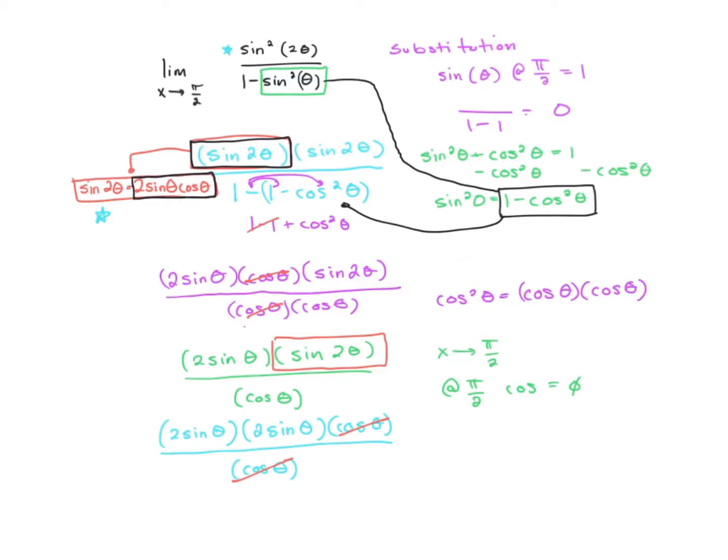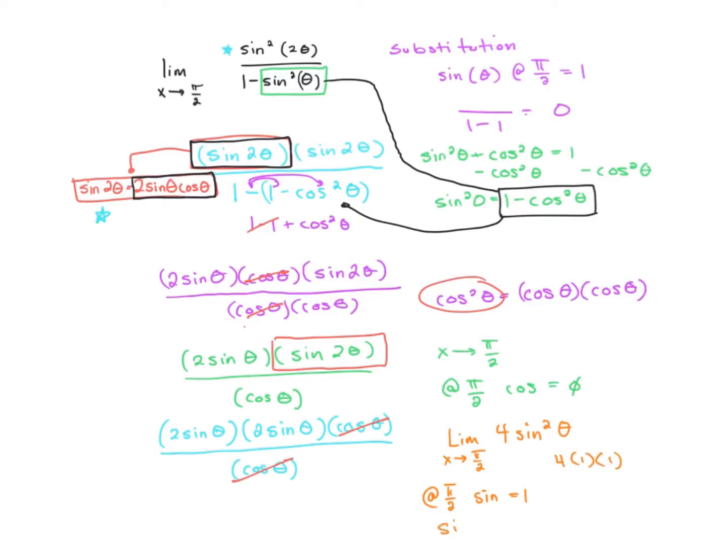So basically it allows me to factor out a cosine squared theta. Now what I'm left with is, if I were to multiply these two together, let me switch the color up here, a limit of 4 sine squared theta. And at pi over 2, sine is equal to 1. So essentially what I'm saying is 4 times 1 times 1.